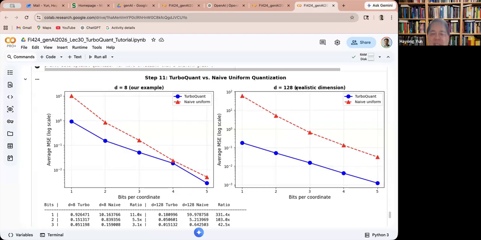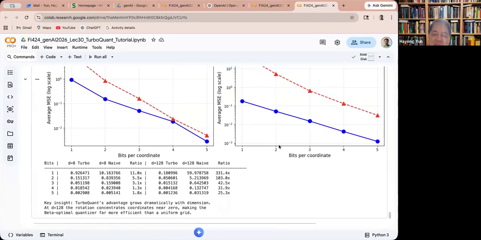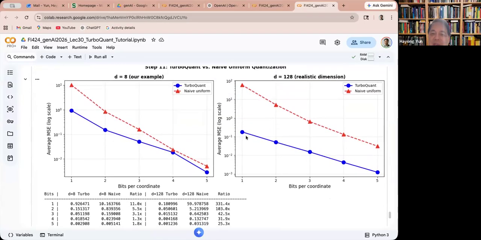If you actually have a 128-dimensional space, you can see it's like from 10 to the 2, like 100, and here it is like 0.1. So it's 1,000 times difference, isn't it? So you can see that TurboQuant is actually fairly accurate. The mean square error is very much smaller than with naive discretization, which means that with just these few points, you can do a fairly accurate calculation, and you don't need to spend so much GPU memory.